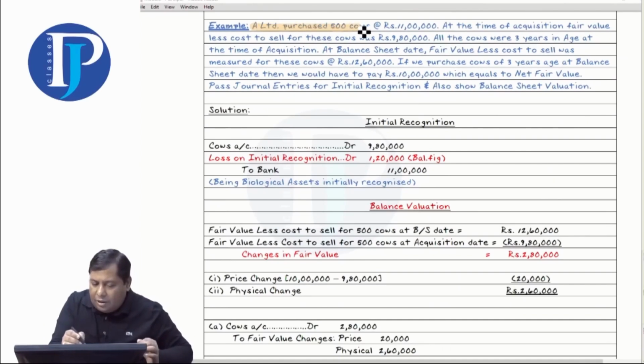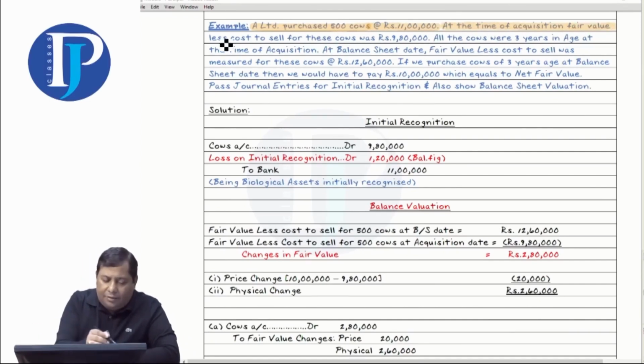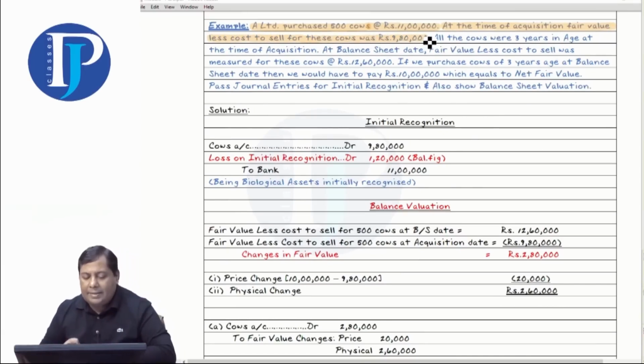A Limited bought 500 cows. This is an example that I created. 500 cows bought for 11 lakhs. At the time of acquisition, the fair value was 9,80,000. We recorded it at 980. The remaining 120 is loss, put it in profit and loss.